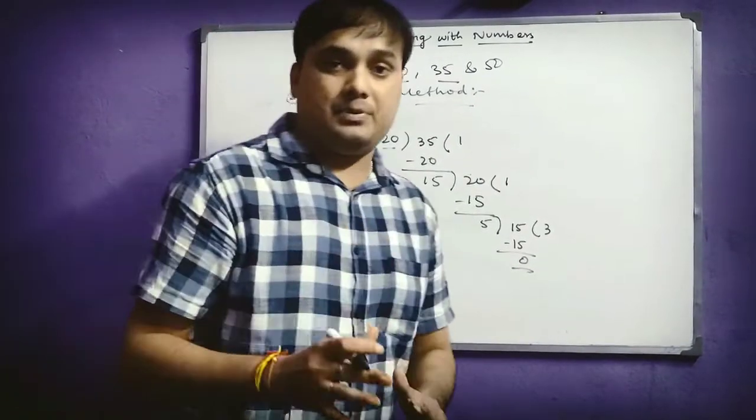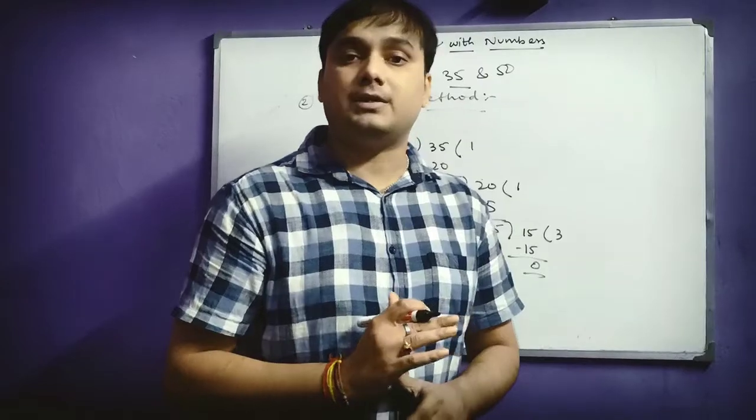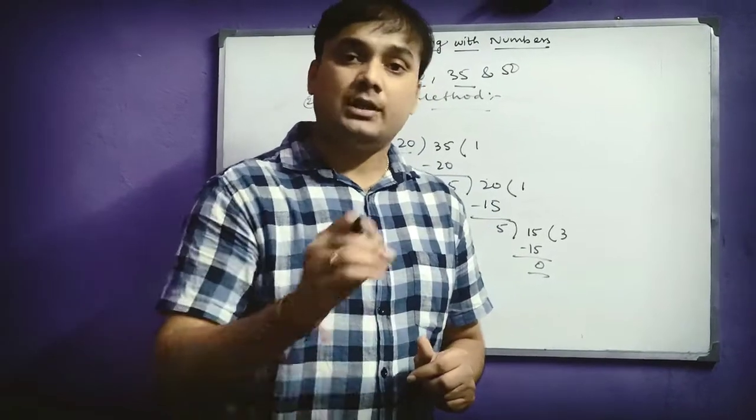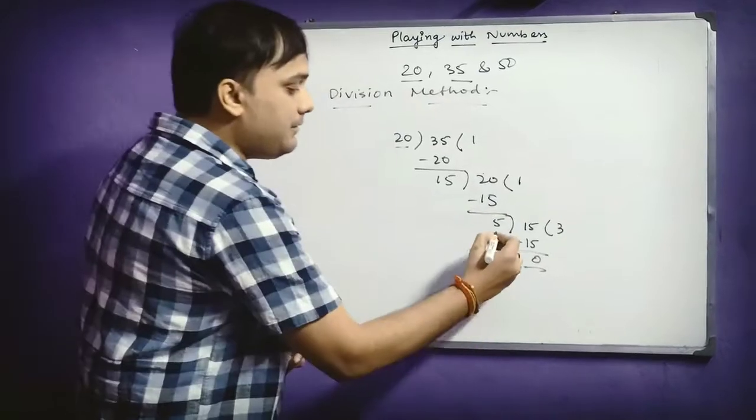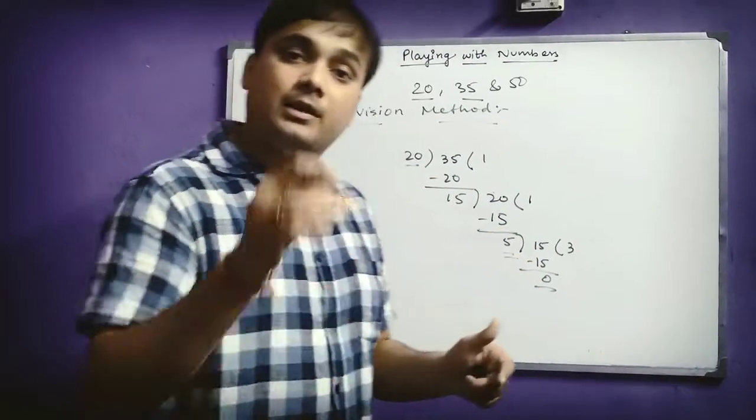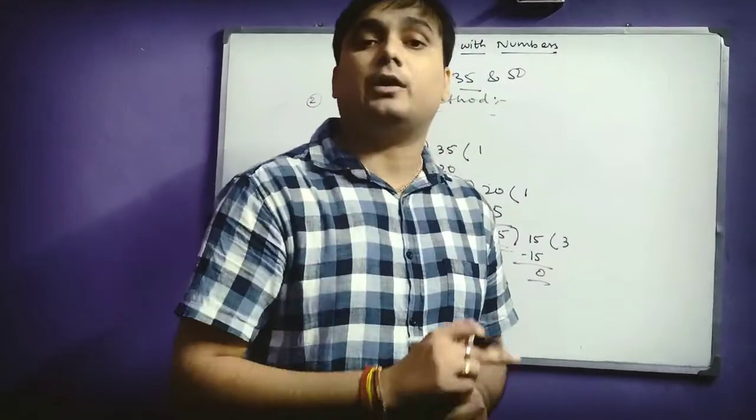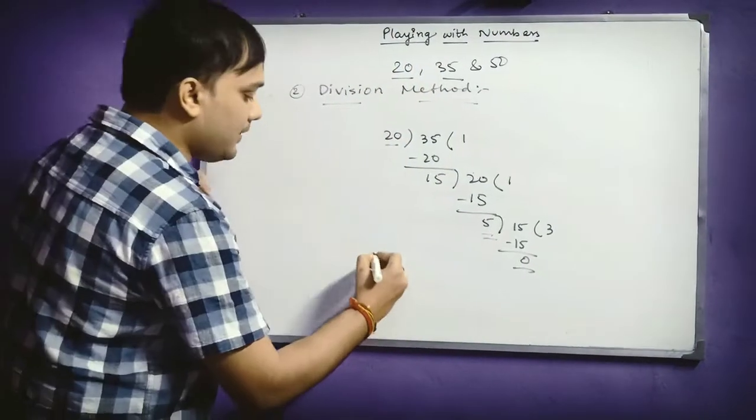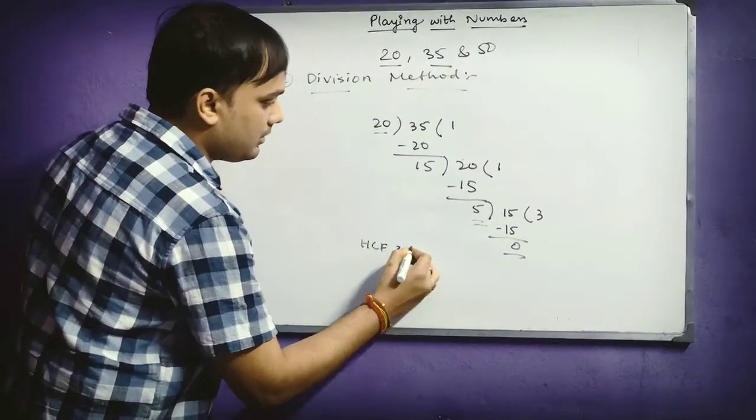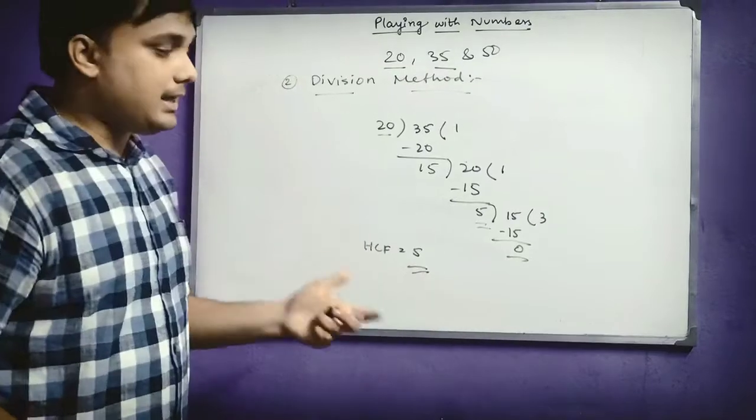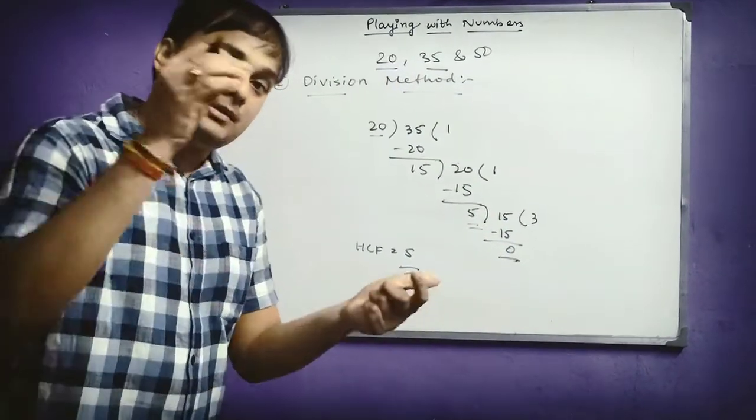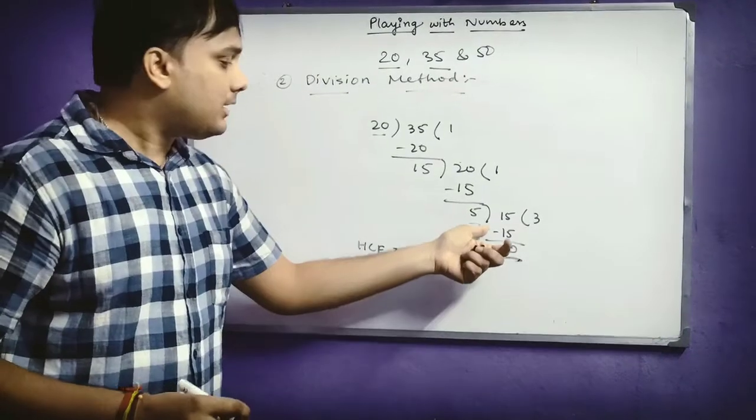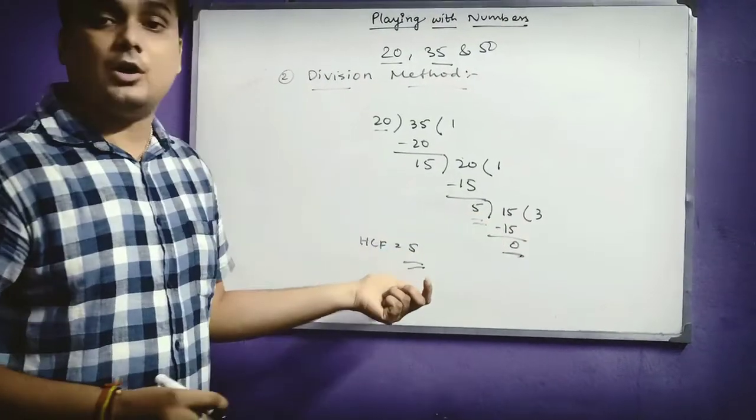The step in which you get the remainder as 0, you will stop your calculation right there, and in that particular step you will observe the divisor. Whatever your divisor at that final step is, that will be your HCF. So your HCF will be equal to 5, because I am getting remainder 0 in my third step. So in the third step, what is my divisor? The divisor is 5. That will be your HCF.